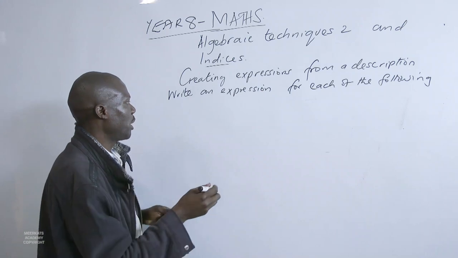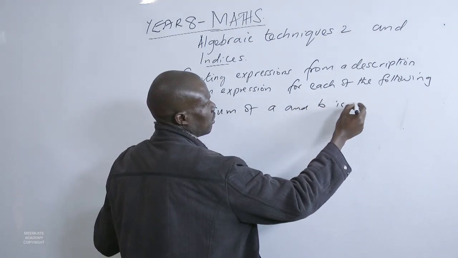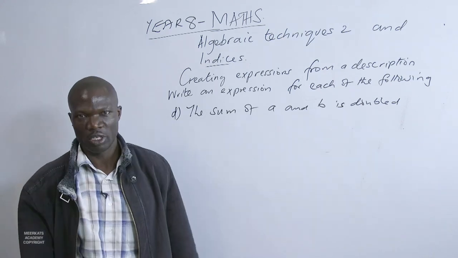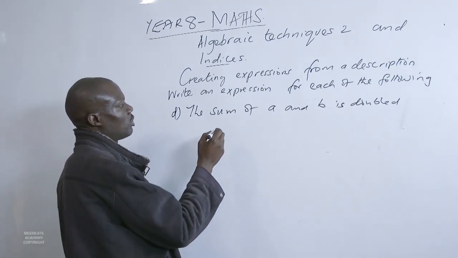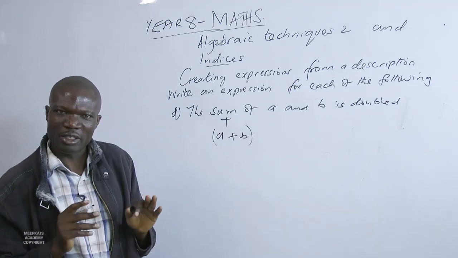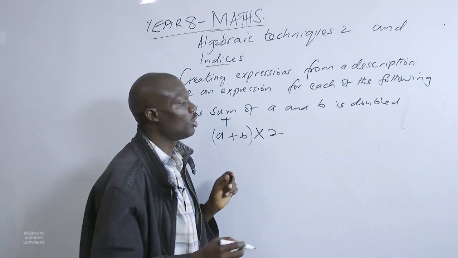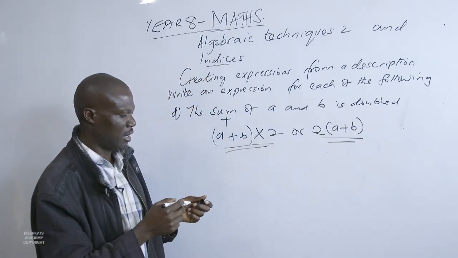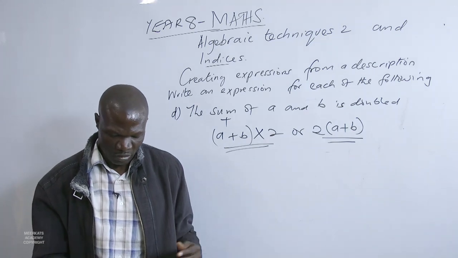The sum of a and b being doubled. Write an expression for the sum of a and b, where the sum of a and b is doubled. Here, because the sum simply means addition, we are looking at a and b. That is the sum, and this sum is doubled. So you multiply this sum by 2, or you simply say it is twice the sum of a plus b. We can consider it that way, a plus b inside the bracket times 2, or 2 into bracket a plus b.